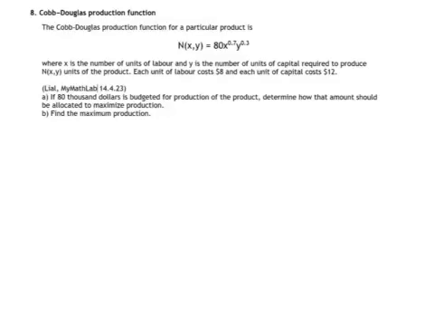Welcome to week 11, question 8. We have what is called a Cobb-Douglas production function, and this production function relates units of labor with units of capital to determine production costs. It says that X is the number of units of labor, Y is the number of units of capital required to produce N units of the product. And it says, this is important information, each unit of labor costs $8, each unit of capital costs $12.